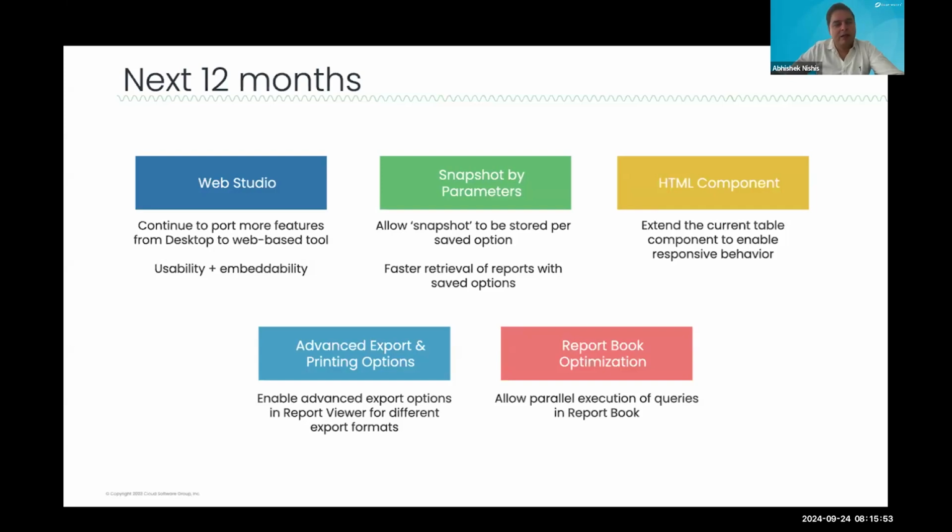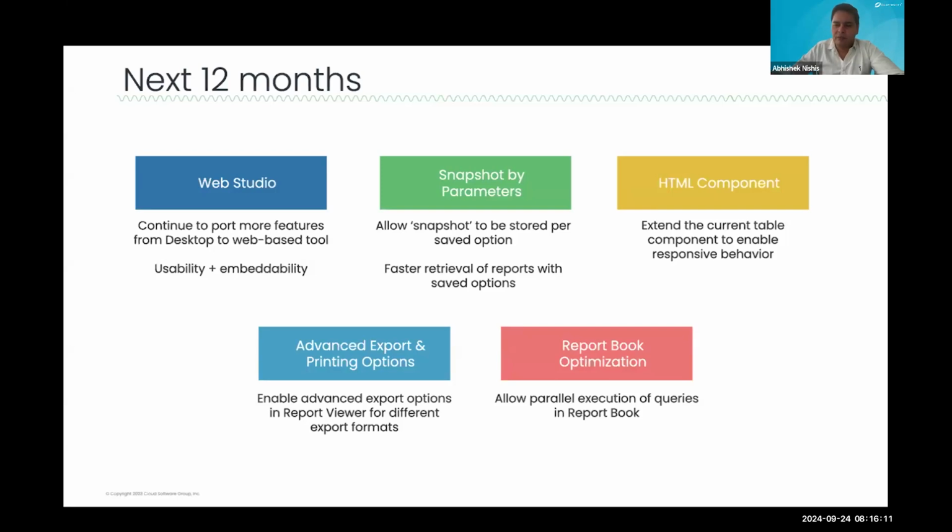So you should be able to download it and utilize it. Snapshot by parameters. This is mainly more like a caching where you can actually create a report snapshot. This is more like when you're running a report and you save a snapshot, then next time it will not go to the DB, it will use a snapshot.